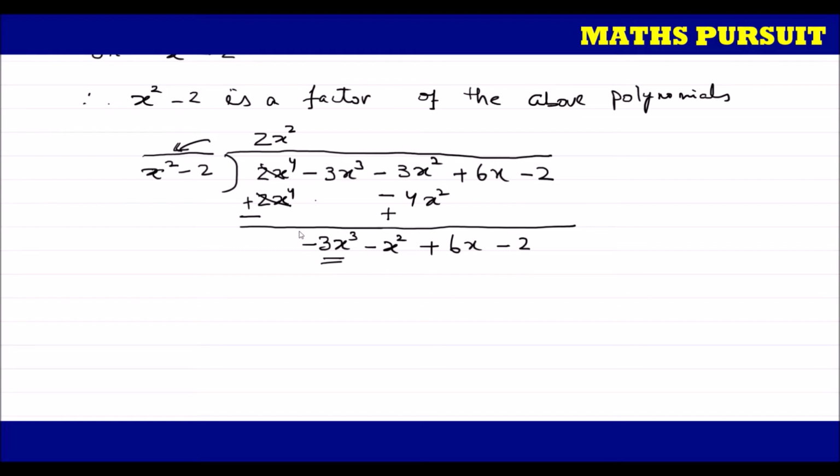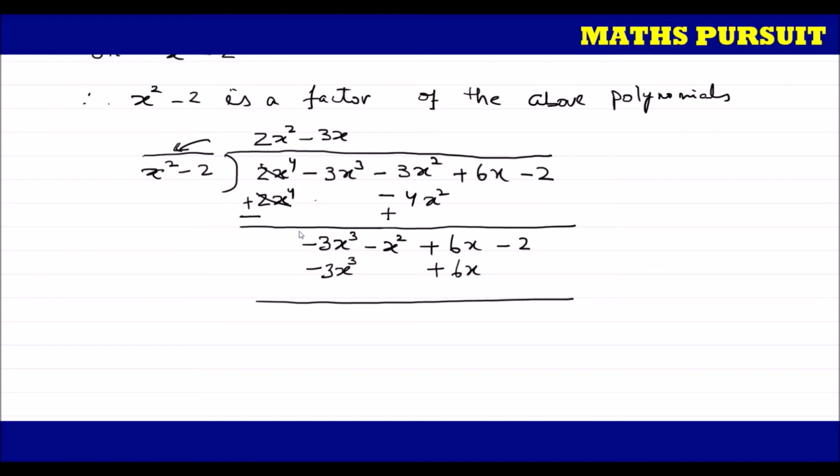Now guys, again, here we have minus 3x to the power 3. What should we multiply with this x to the power 2 so that I will get minus 3x to the power 3? If I multiply minus 3x with this x to the power 2, I will get minus 3x to the power 3. So I am going to do that. Minus 3x into x to the power 2 is minus 3x to the power 3. Minus 3x into minus 2 is plus 6x.